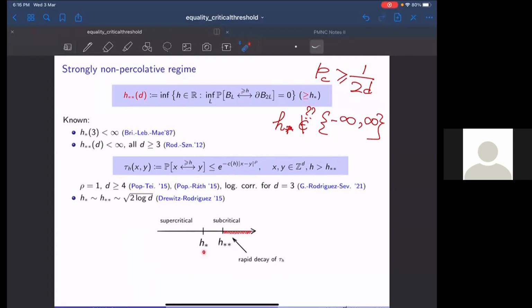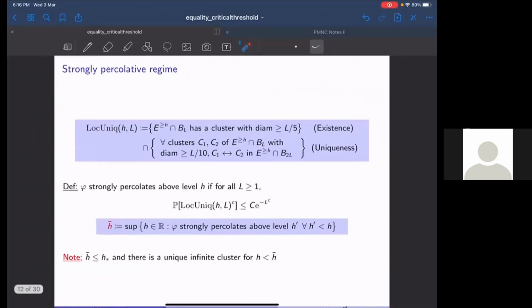So we have an A star. We know that it exists, and there is an A star star, which is possibly strictly bigger, maybe, maybe not. At least we'd like to prove that it's not. And to the right-hand side of A star star, you have a rapid decay of connectivities. Any questions so far about meanings or results? Okay.